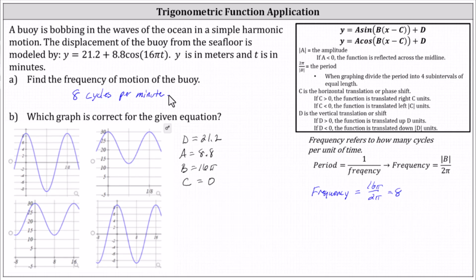Part B, which graph is correct for the given equation? Recall D represents a vertical shift. Because D equals 21.2, the graph has been shifted up 21.2 units, which means the midline would have to be y equals 21.2. Looking at the four graphs, in the first row, this graph has a midline of y equals 0. This cannot be the correct graph. In the second row, this last graph also has a midline of y equals 0, and therefore this can also not be the correct graph. Notice the two remaining graphs do have a midline of y equals 21.2.